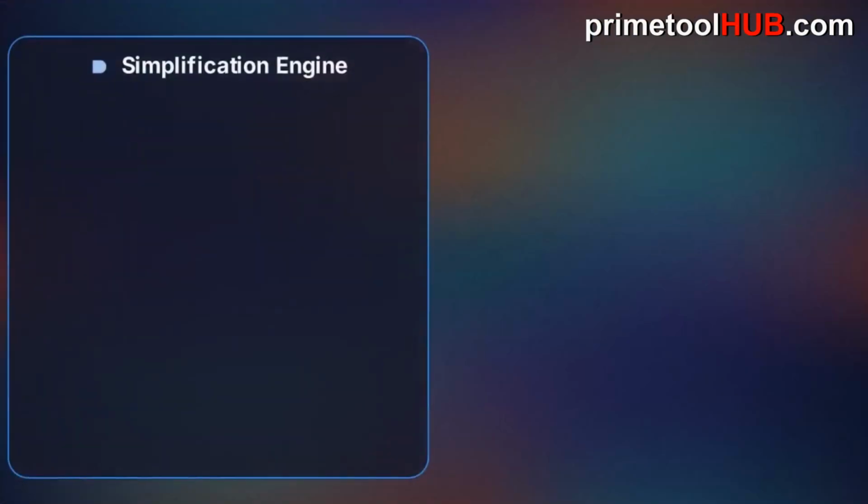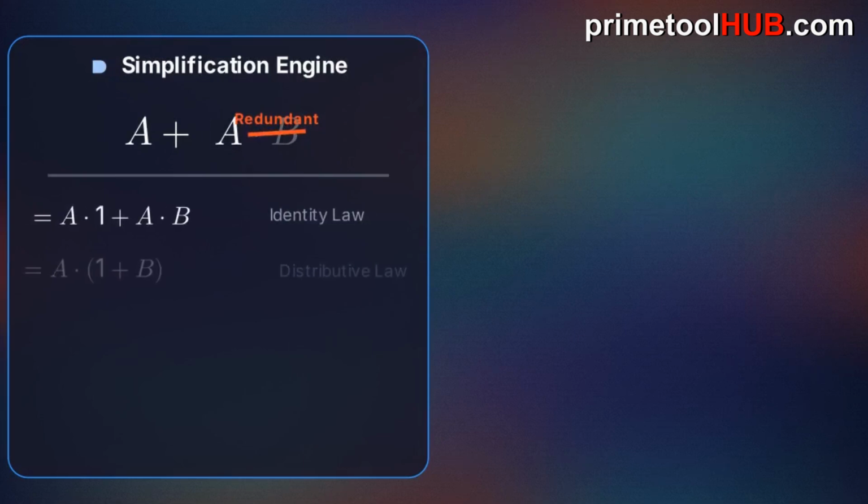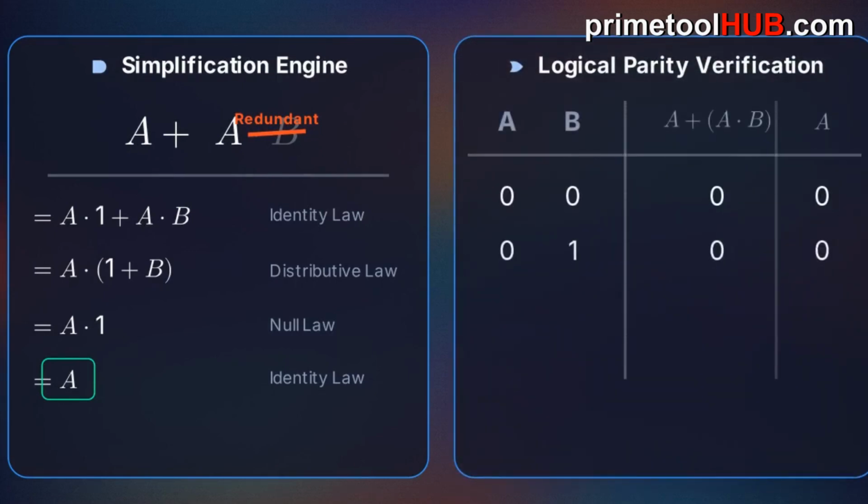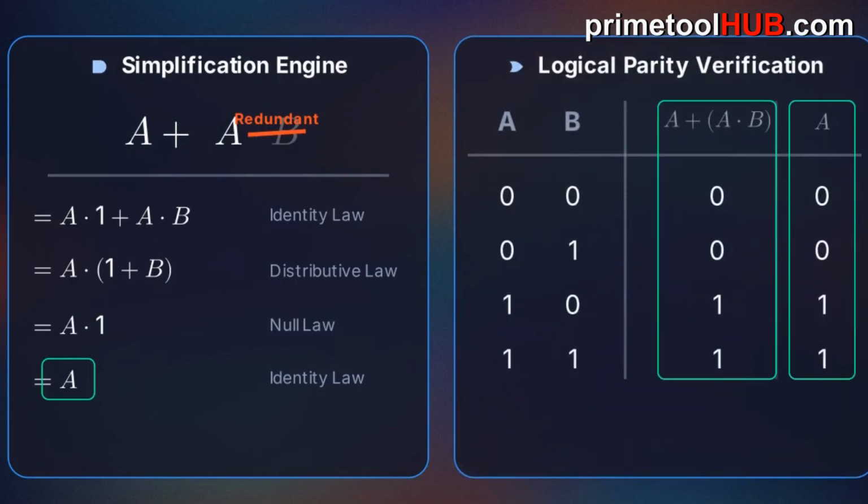The engine applies null, identity, and absorption laws, visually crossing out redundant sections like A AND B. Expanding downward, it lists the exact mathematical laws applied step by step. Beside it, a binary truth table perfectly matches the ones and zeros, confirming absolute logical parity.